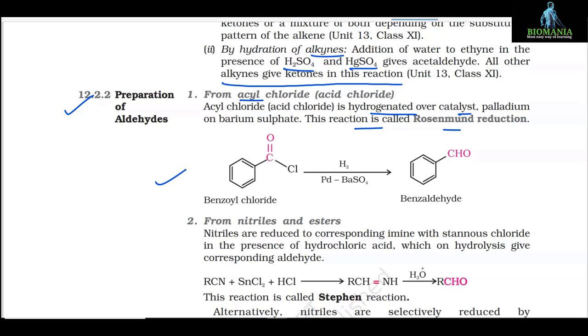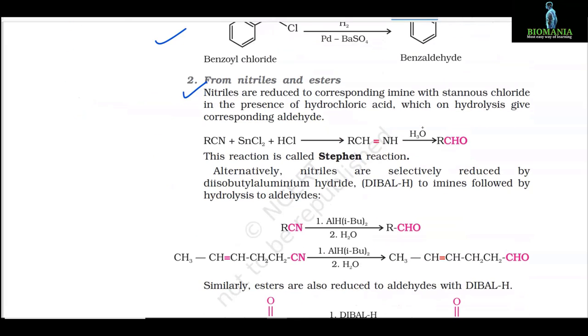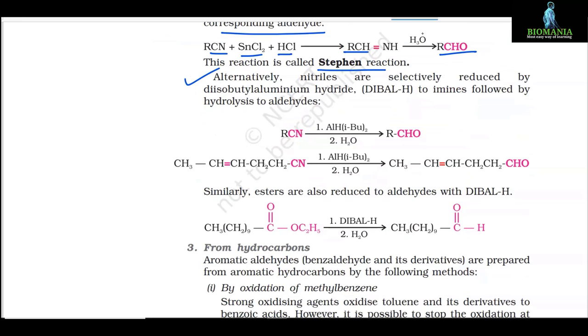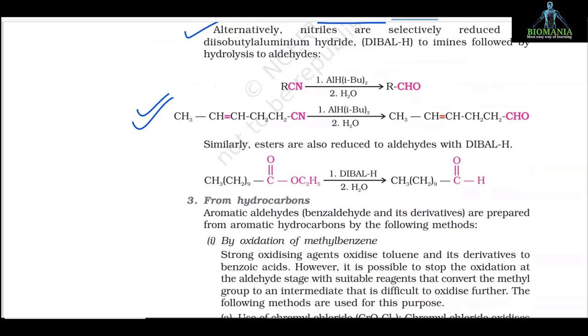Here you can see this reaction where benzoyl chloride is converted in the presence of H2 and palladium on barium sulfate to form benzaldehyde. Number 2. From nitriles and esters. Nitriles are reduced to the corresponding imine with stannous chloride in the presence of hydrochloric acid, which on hydrolysis gives the corresponding aldehyde. RCN plus SnCl2 plus HCl gives RCH=NH, which gives RCHO. This reaction is called Stephen reaction. Alternatively, nitriles are selectively reduced by diisobutylaluminium hydride, that is DIBAL-H, to imines followed by hydrolysis to aldehydes. Here you can see all the three reactions.